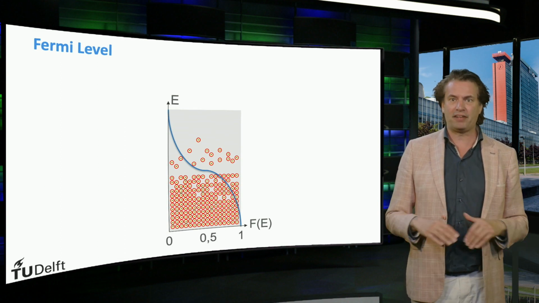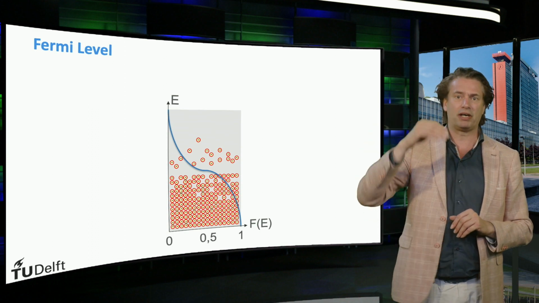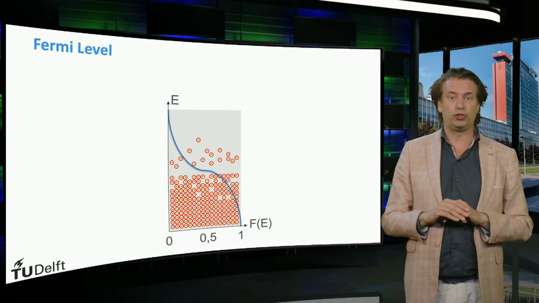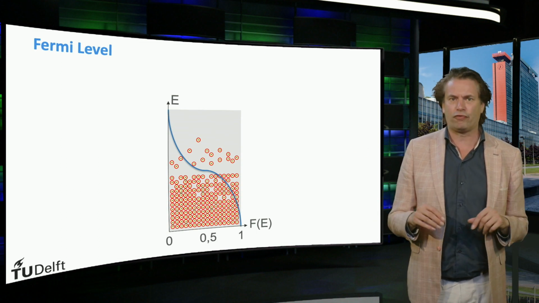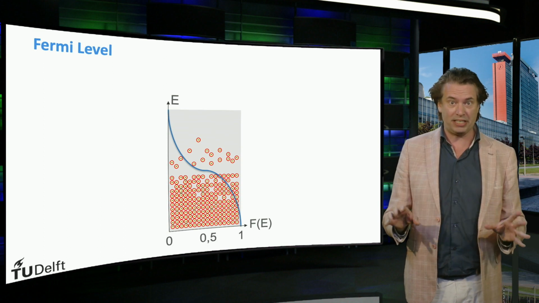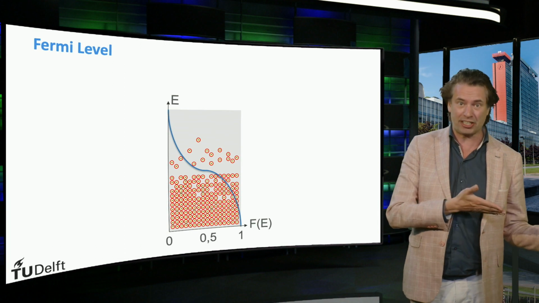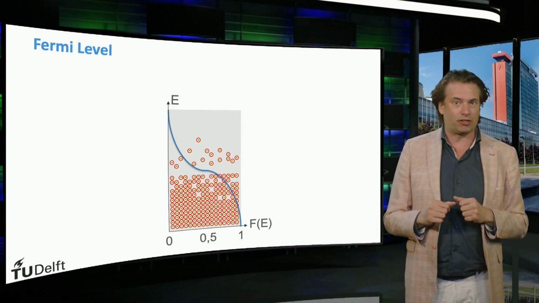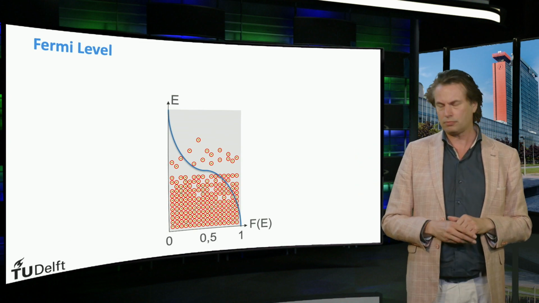Low in the valence band, this function is equal to 1, whereas high in the conduction band, this value is equal to 0. Note that this equation is only valid for a material that is at thermal equilibrium, which means that no additional energy is coupled into the system by electric biasing or light absorption or heat conductivity.